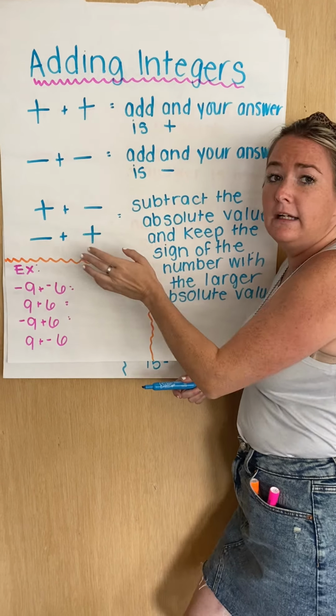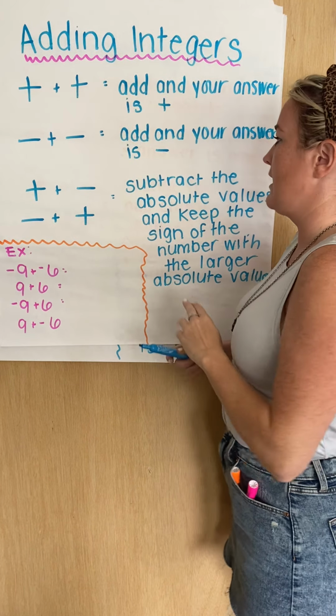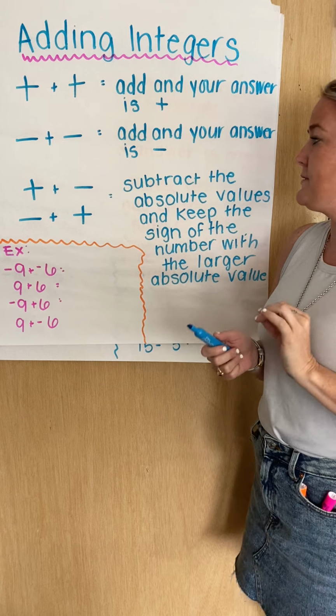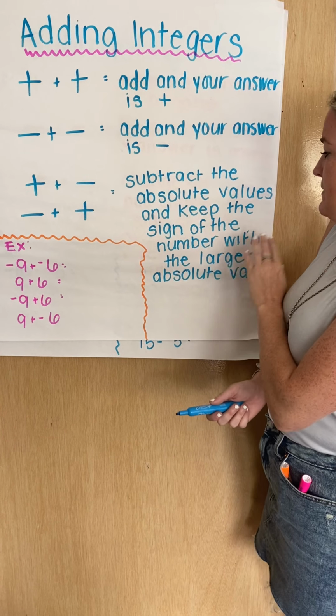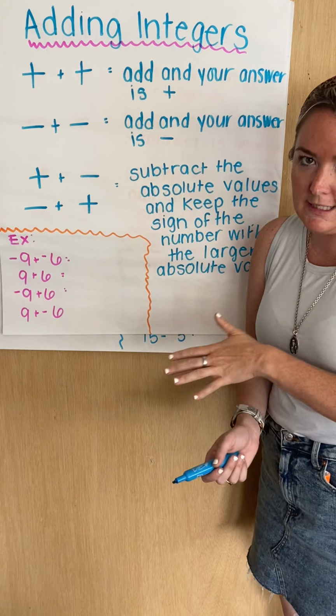When you're adding different signs, so a positive and a negative, this is where it gets kind of funky. So you subtract the absolute values and you keep the sign of the number with the larger absolute value. So I just want to go over this just so you can see it.